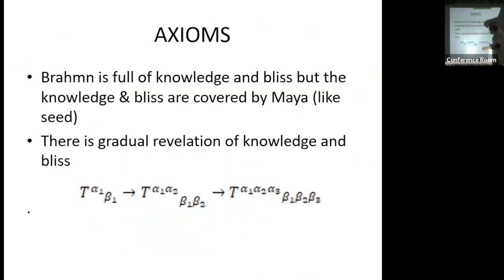So first axiom, I'm putting that Brahman is full of knowledge, because we are coming from Brahman, so we are full of knowledge, there's no doubt. And bliss, but it is covered by illusion or Maya. And there is a gradual revelation of knowledge and bliss. You can always see that a child slowly grows. It gains knowledge, and as he gets more and more knowledge, becomes more and more blissful.